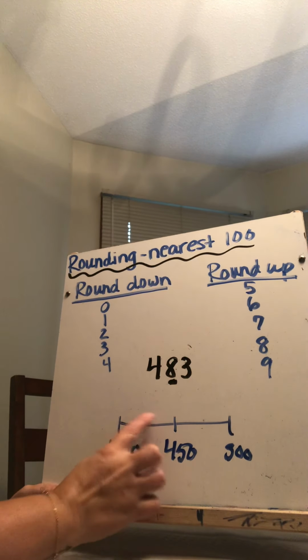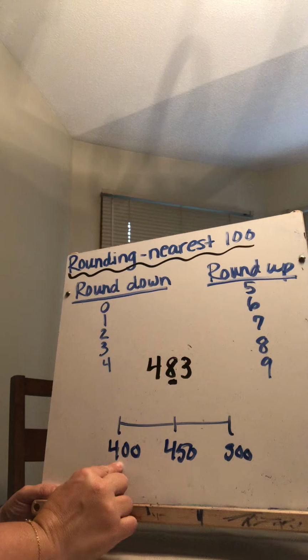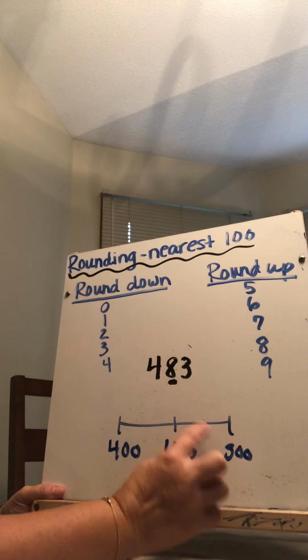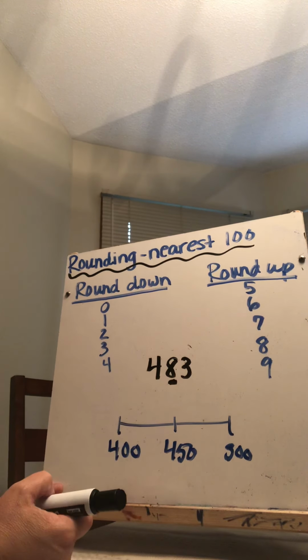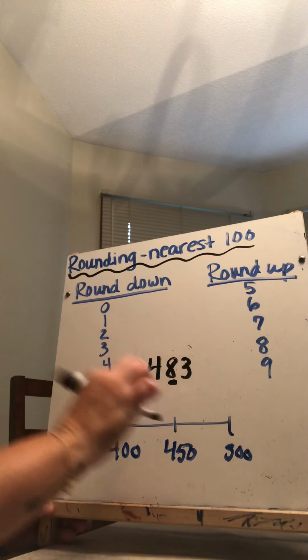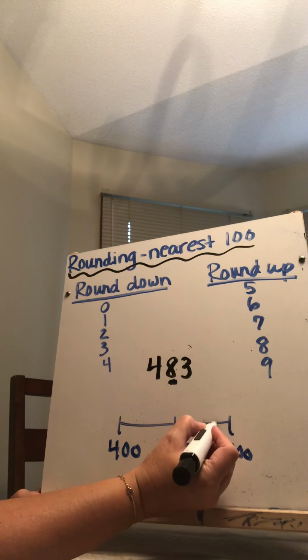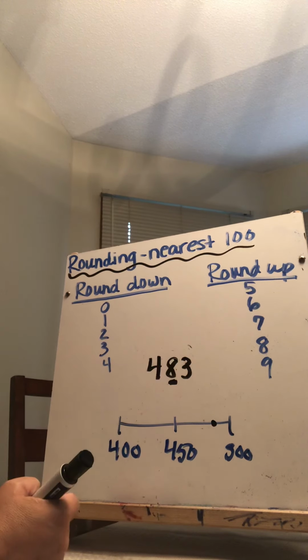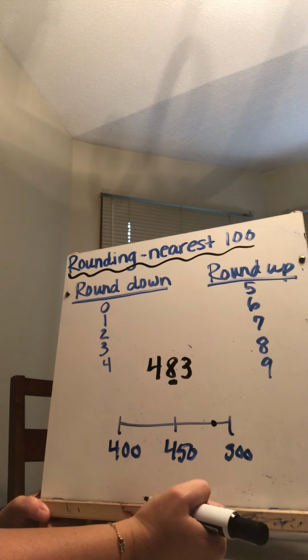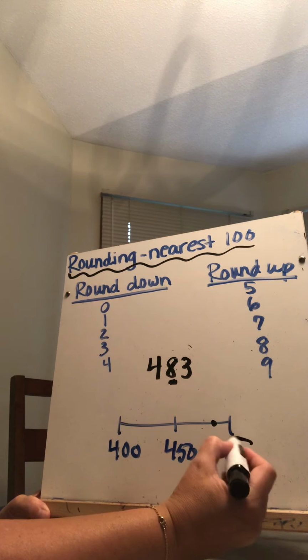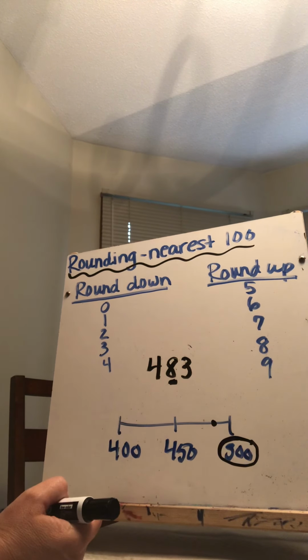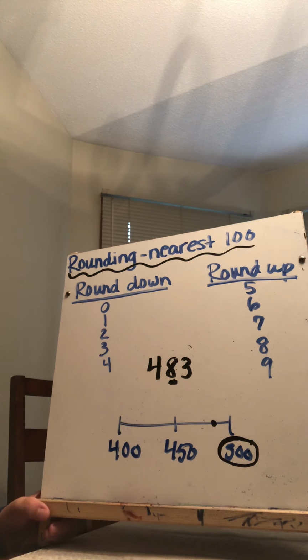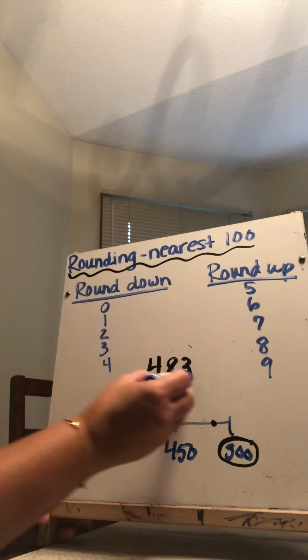Anything that falls in this part of the number line is going to round down to 400. Anything that falls on this part of the number line is going to round up to 500. So again, let's look at the number, 483. I'm going to put a little dot right there because I bet that's about where 483 would be on the number line. And I know that it's in the upper half of my number line, so it is going to round up to 500. So 483 rounded to the nearest 100 is going to be 500.